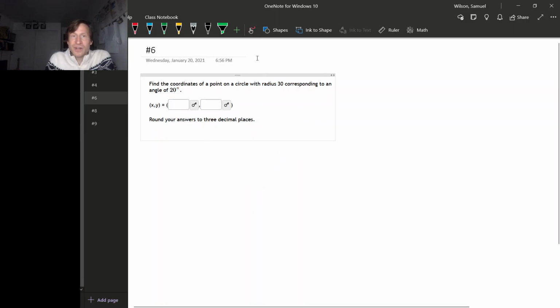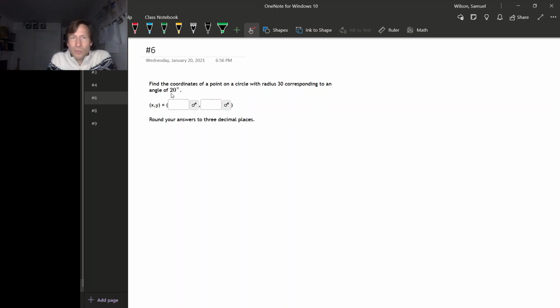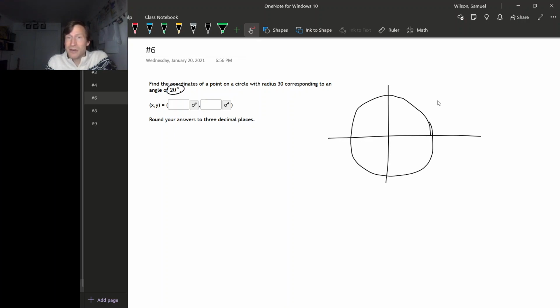In number 6, we're finding the coordinates of a point on a circle with radius 30 corresponding to an angle of 20 degrees. One thing to notice is that this 20-degree angle is not a nice angle. It's not 30, 45, 60, 90, or anything like that. So we're going to have to get a decimal approximation. Right now we don't have any tools to get values for trig functions unless it's one of the nice angles. So 20 degrees is about like this. And the radius of this circle is 30, so here's our 20 degrees.